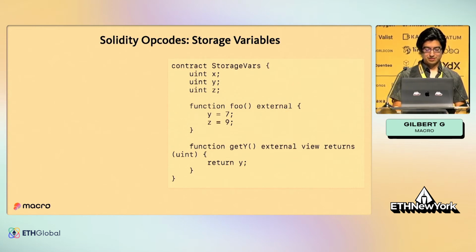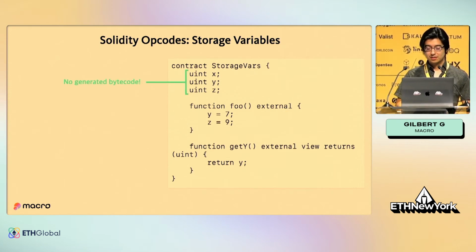Here's some more stuff. Storage variables. So storage variables are compiled by use, not by definition. So you can define as many storage variables as you want, and it does not add to your contract bytecode. The reason for this is because storage is a key value database. You don't have to initialize your keys, you just use them.